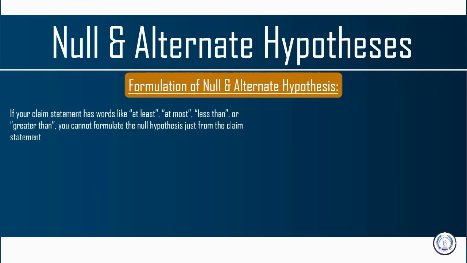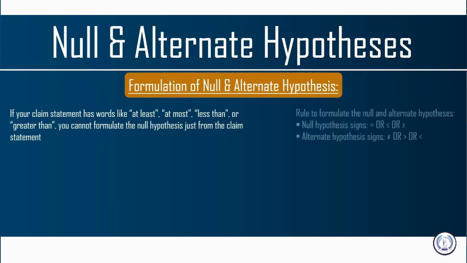If your claim statement has words like at least, at most, less than, or greater than, you cannot formulate the null hypothesis just from the claim statement, because it's not necessarily the case that the claim is always about the status quo. So you can use the following rule to formulate the null and alternate hypotheses. The null hypothesis always has the following signs: equal to, smaller than or equal to, or greater than or equal to. And the alternate hypothesis always has the following signs: not equal to, greater than, or lesser than. Keep that in mind.